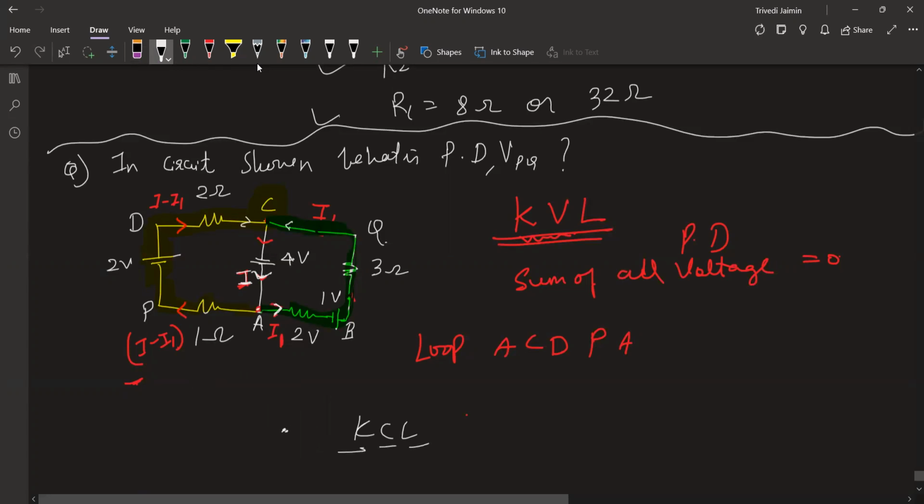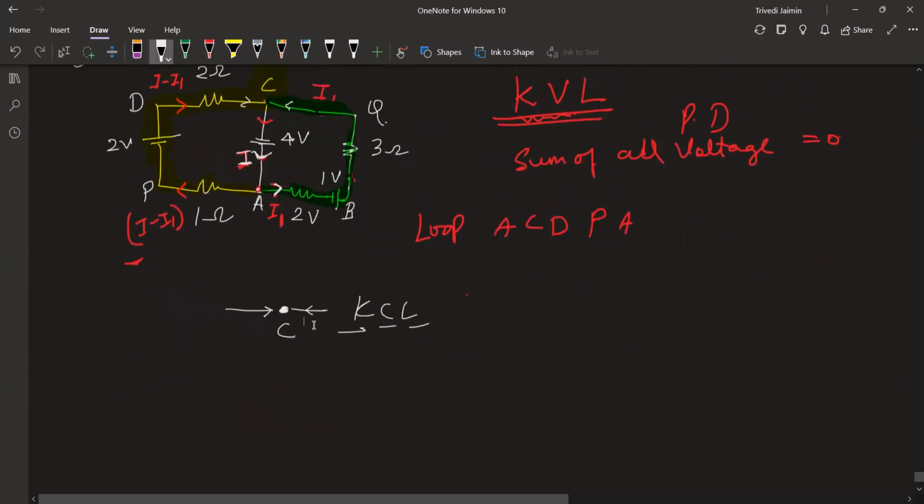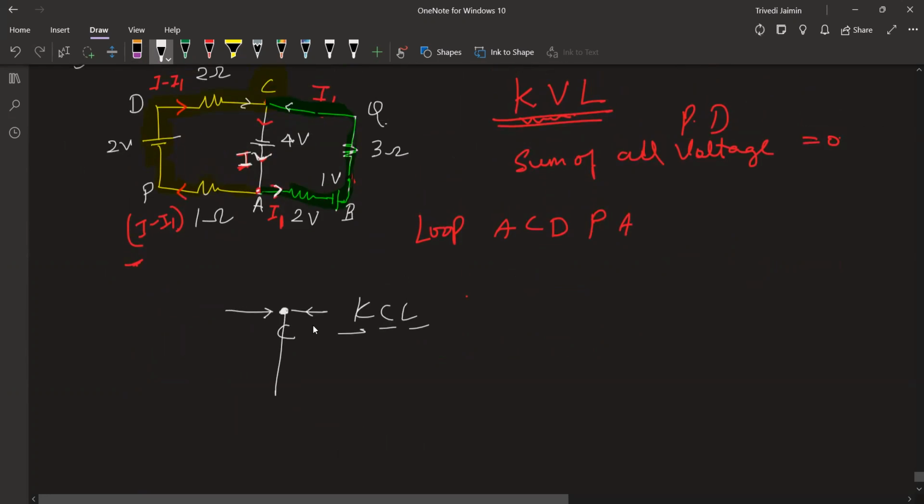It means at junction C, there are 2 incoming currents. If 2 are incoming, there should be 1 outgoing, right? So this is your outgoing current at C. At A, 1 is incoming and 2 are outgoing. If everyone is outgoing, then who will supply? Towards A, I is supplying current at junction A, and at junction A, that I is dividing.